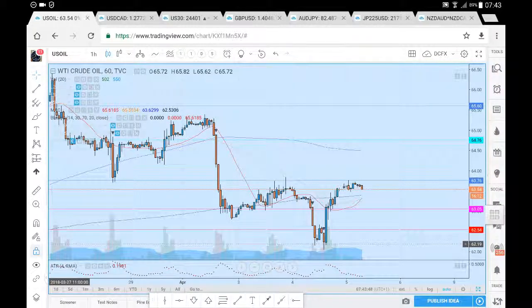So this is the US oil analysis for Thursday the 5th of April. Now, let's just have a look at prices and where prices may likely go.